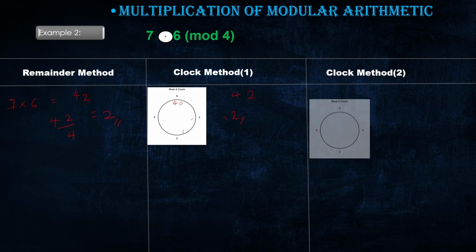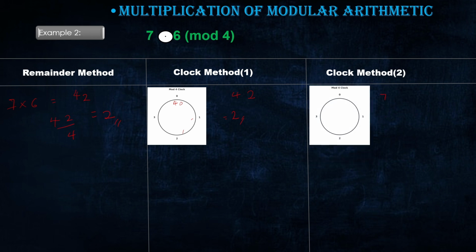For clock method 2, the value of 7 and the value of 6. The value of 7 is 3. The value of 6 is 2. Then we have 3 times 2, which is equal to 6, divided by our mod, which is 4. We're going to have 1 remainder 2. So our answer will be 2.